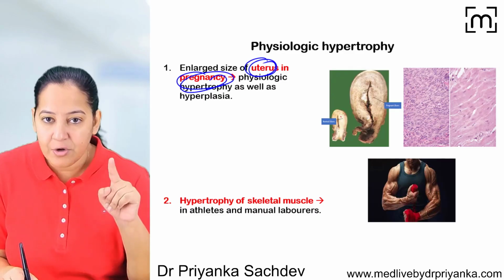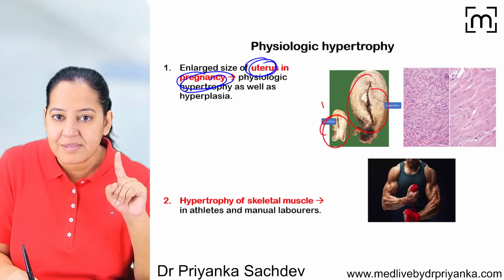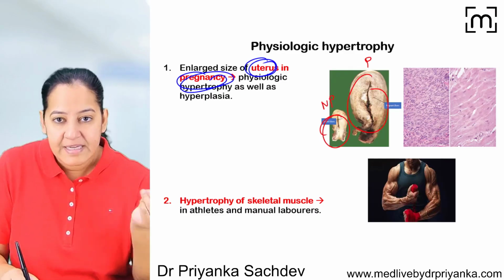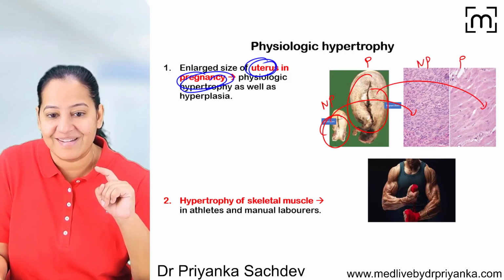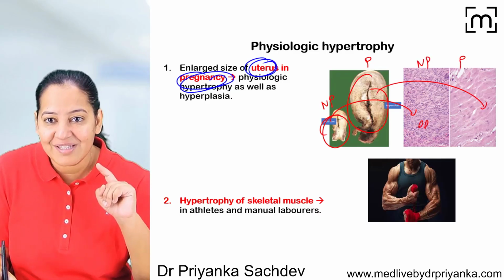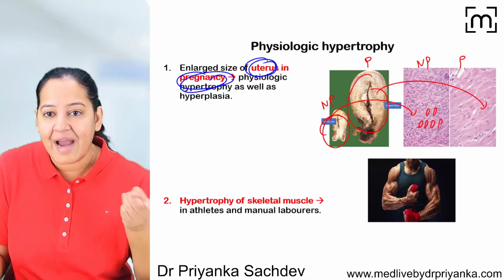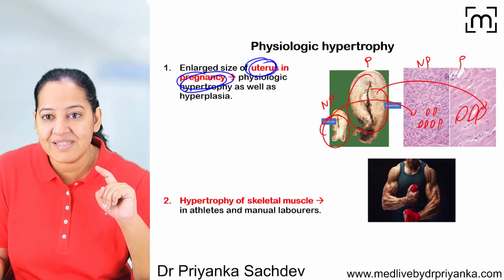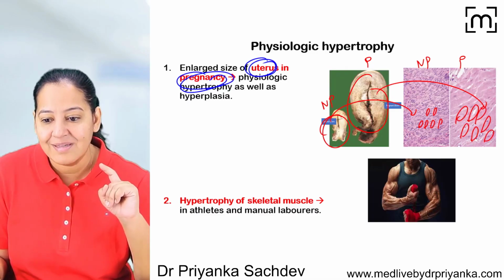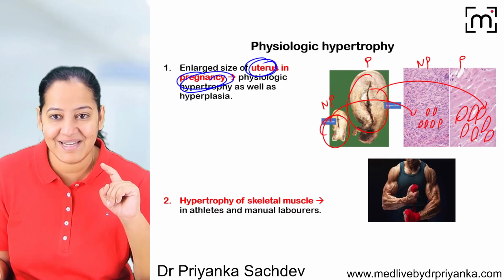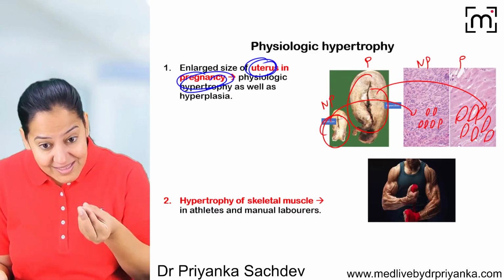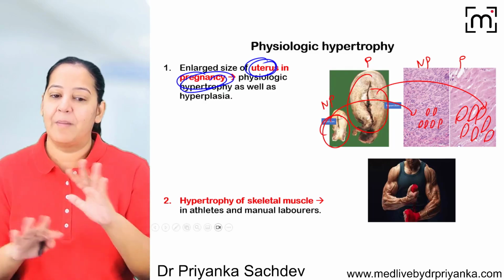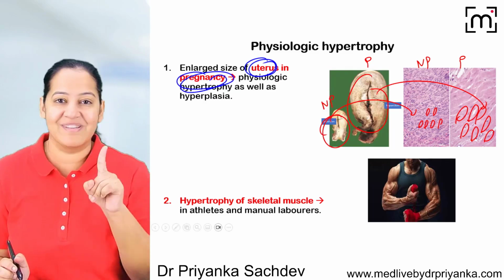So you can see this is a non-pregnant uterus and this is a pregnant uterus. Take the section here. This is non-pregnant, this is pregnant. You can see the size of the cell and the number of the cells here, and the size and number of the cells here. So the cells are increasing in size as well as number. So it is an example of both hypertrophy and hyperplasia. That is the first example.